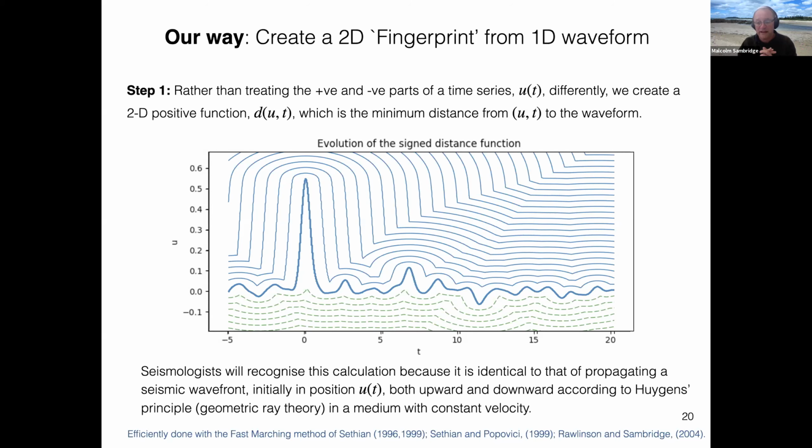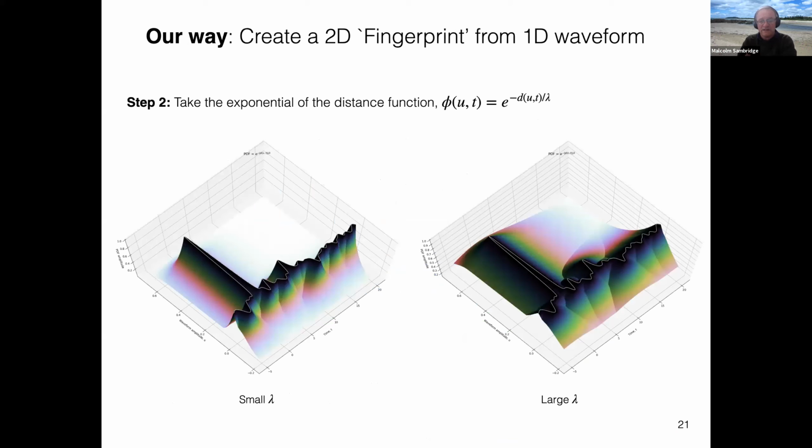We want high amplitude near the waveform. So what are we going to do? Very simply, we can just put the exponential to that distance function. And these are my probability distributions I'm making from a time series. I've introduced a fiddle factor called lambda here, which rescales the distance.